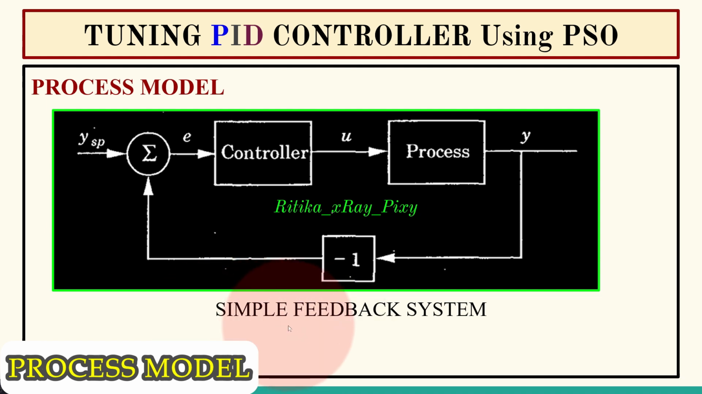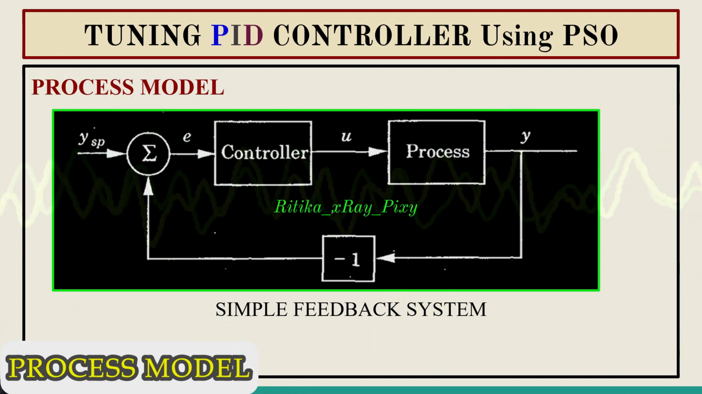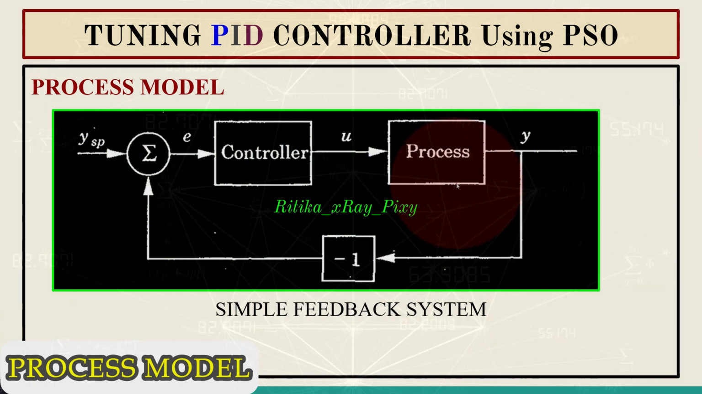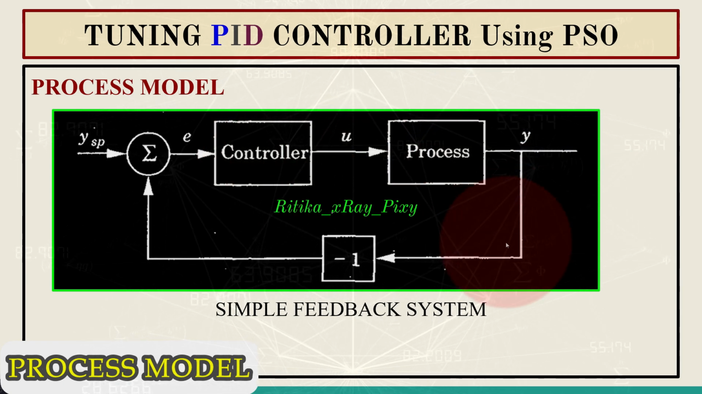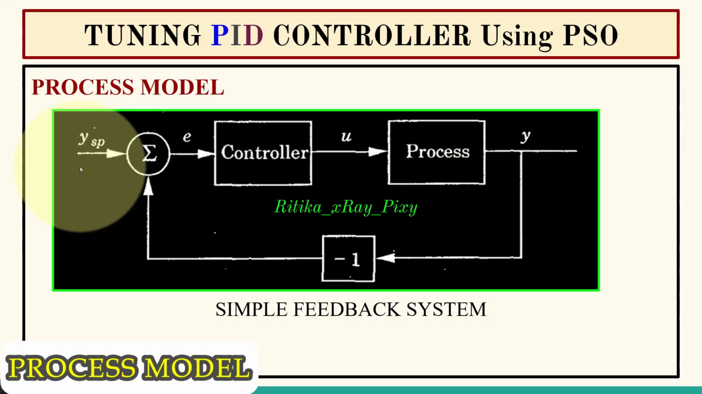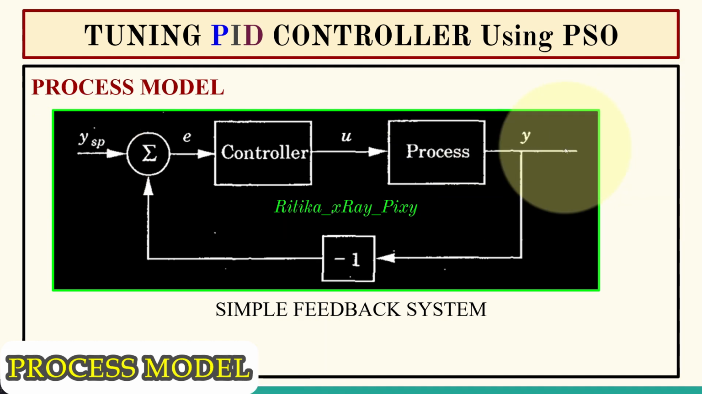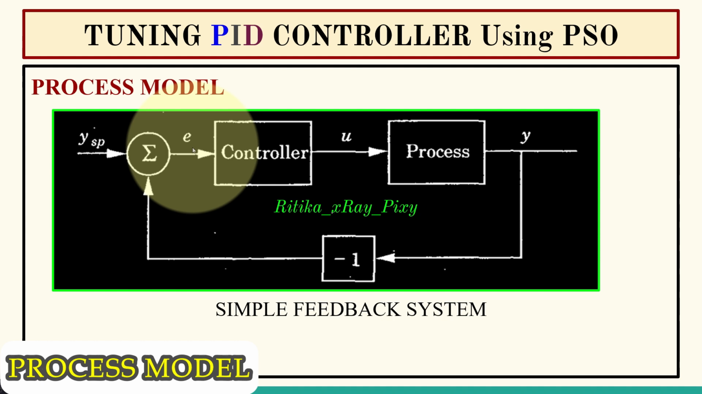Next you can see we have a simple feedback system. Here we have a simple control loop with two major components, the process and the controller. And you can see both components are connected in a closed feedback loop. Here you can see this is the set point, that is the desired value of the process variable. And this is the process output, that is the measured variable, and this variable is measured by a sensor. And here you can see E, that is the control error.